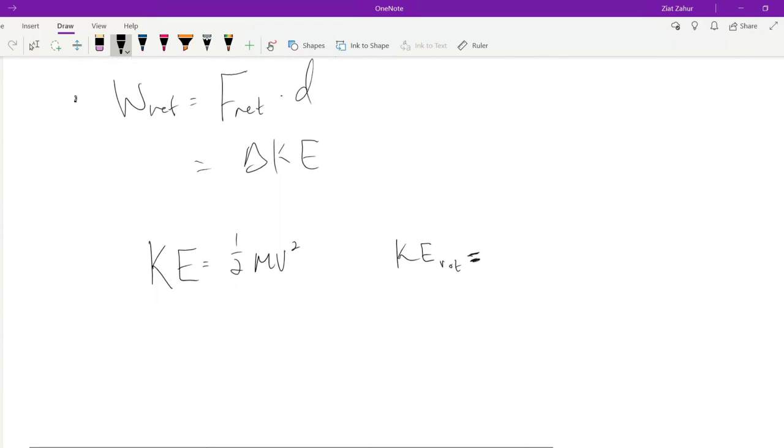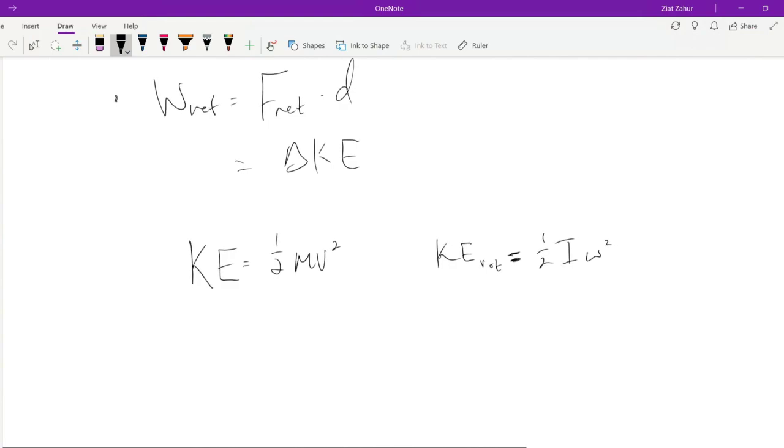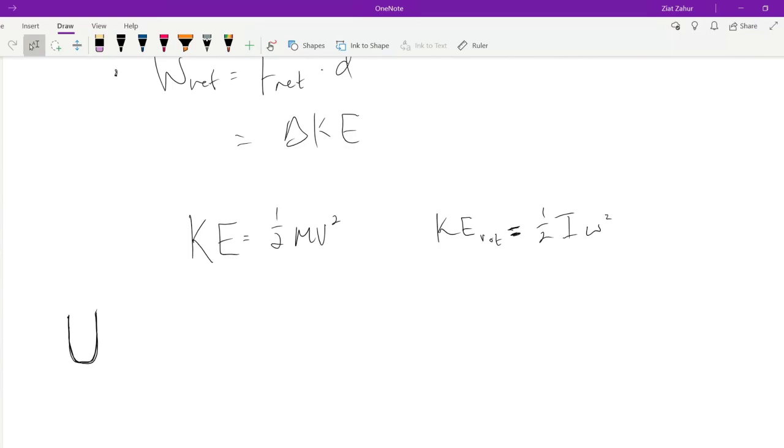sucks for you guys. Bubble Guy says spring potential, gravitational potential, electric potential. Cool. Here's a rotational flavor of kinetic. 1/2 I omega squared. So U, or capital U, is used instead of, you know, PE, potential energy. And of course we have various forms of potential energy.